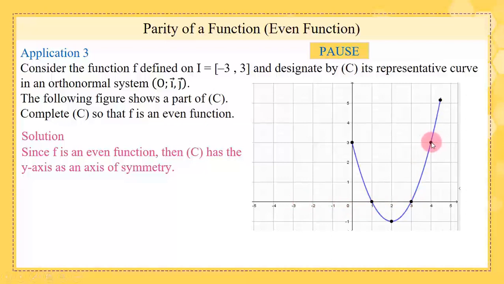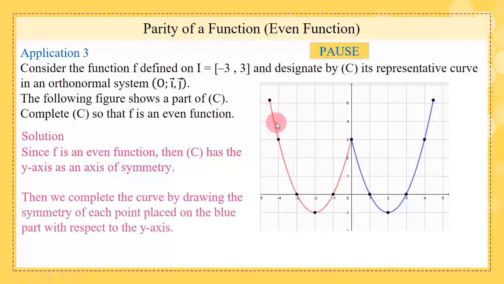And so on. We make a symmetry with respect to y prime y of these points to get the following figure. Here we have the completion of the curve C. We have several particular points. We join the following points to get the whole curve C.